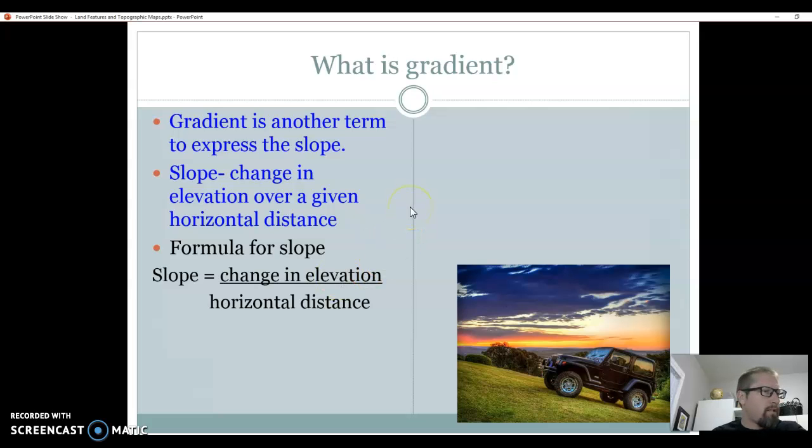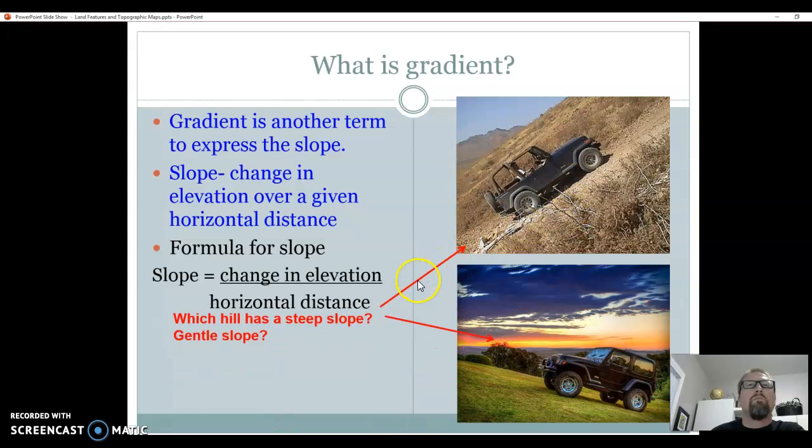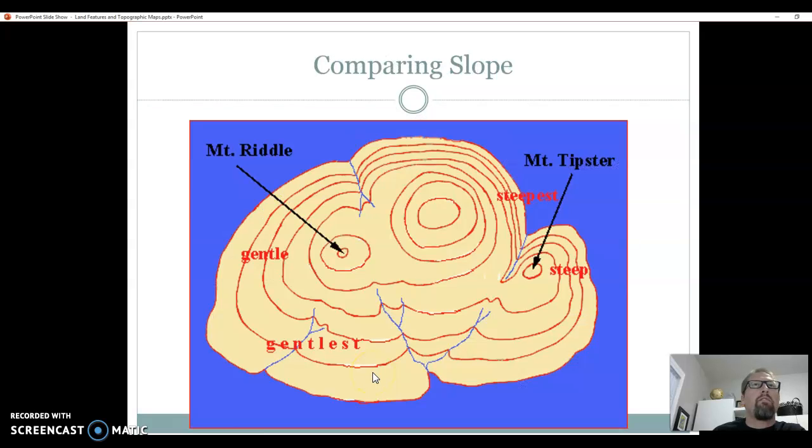For the next worksheet that you're going to be doing, you need to calculate gradient, and that's simply another term for slope. And so we have the change in elevation over the change in horizontal distance. Right, and so the steeper slope versus the more gentle slope. So we'll calculate that. That is a little bit different than relief, which we'll talk about in a minute.